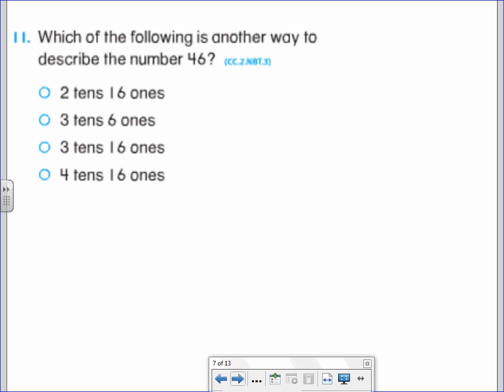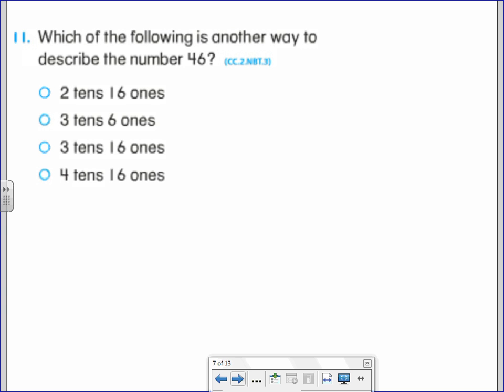Number 11, which of the following is another way to describe the number 46? So boys and girls, I'm going to let you inside my brain for a minute. If I was a student in this class, I would look at that question and I would start looking at the choices and I'd look for 4 tens and 6 ones. How many of you were looking for that choice?